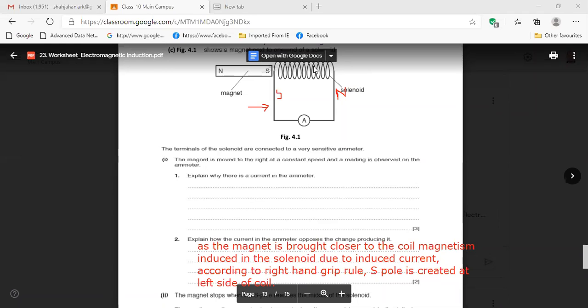So when this magnet is brought closer to this coil, at that time we are having induced current, and that current is producing a magnetic field where south pole is created at the left side. That's why this created south pole is not allowing this magnet to move further. Is it clear?